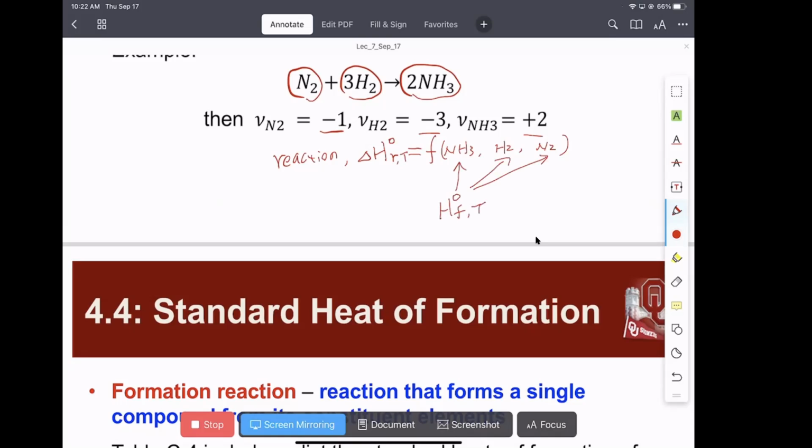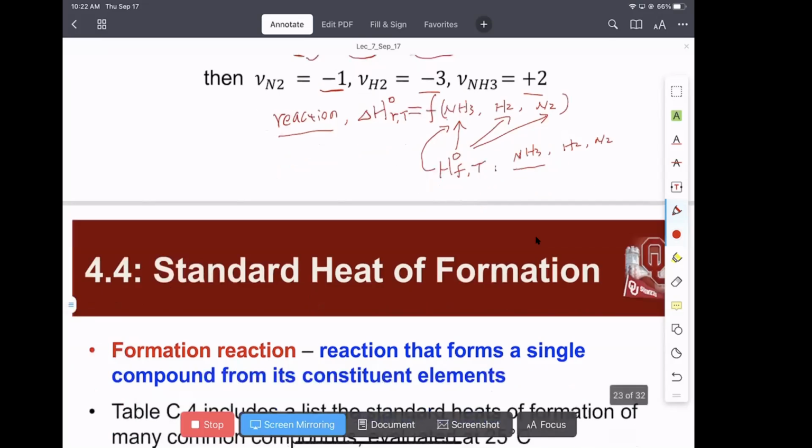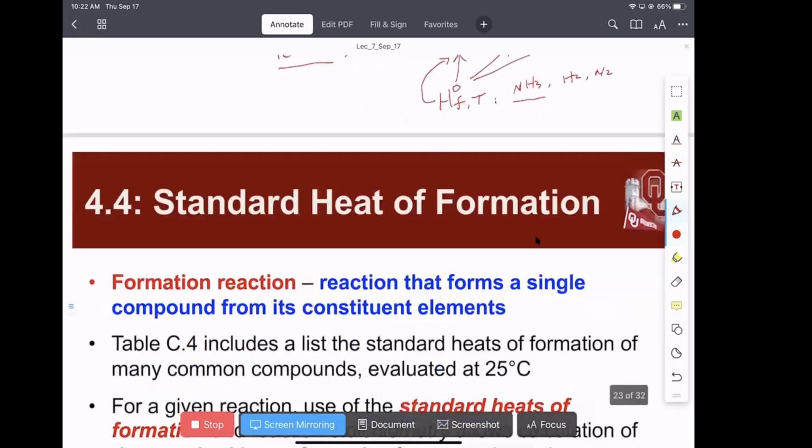Then we need to understand the formation energy of ammonia, hydrogen, and nitrogen. How do we calculate their formation energy so that we can use those formation energies to figure out the enthalpy change of the reaction? So we have two levels of calculations we need to figure out. The first is indeed the heat of formation we need to worry about.